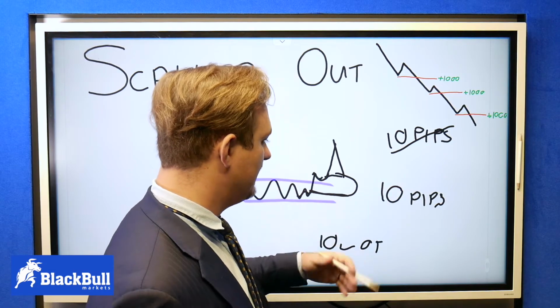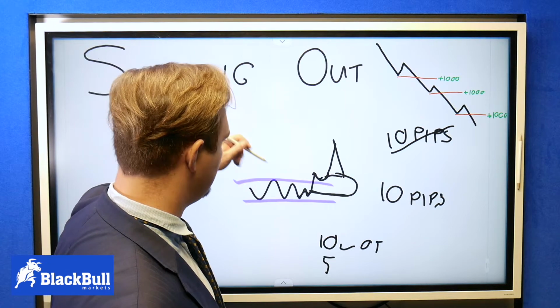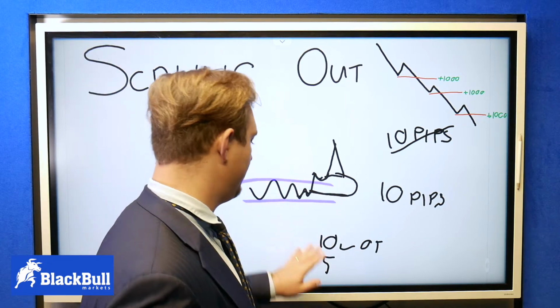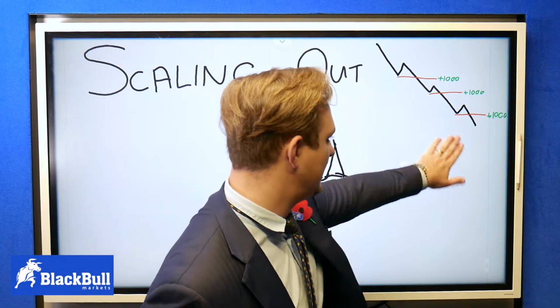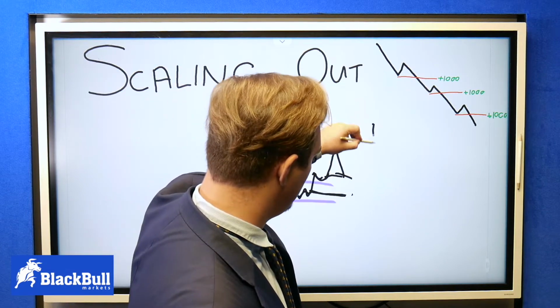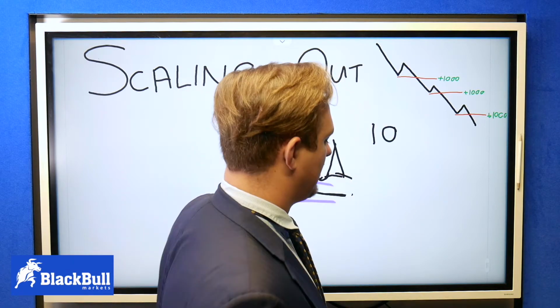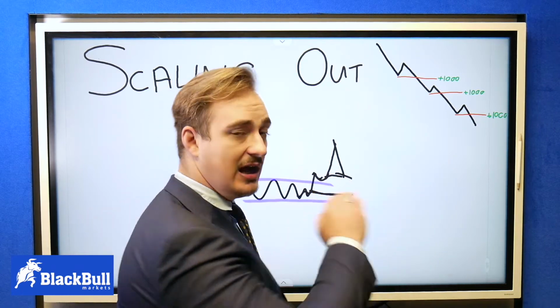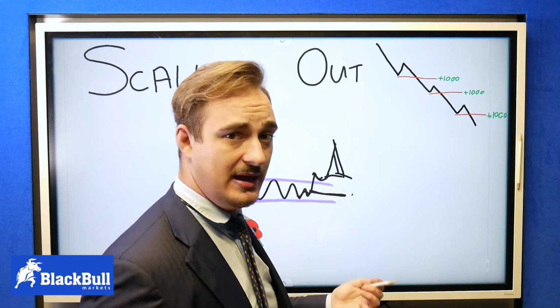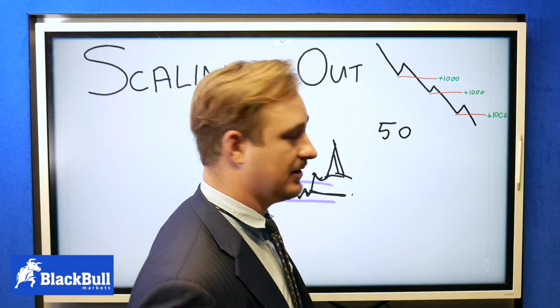So let's say if I went in with 10 lots and I made 10 pips, or actually let's put it this way: if I went in with 1 lot and I traded 10 pips, I would have made $100. Okay, so if I went in with 1 lot, 10 pips, I would have made $100. But now, because I halved that trade and now it's come back down to stop me out at break even, I essentially only made $50 on that trade, right?